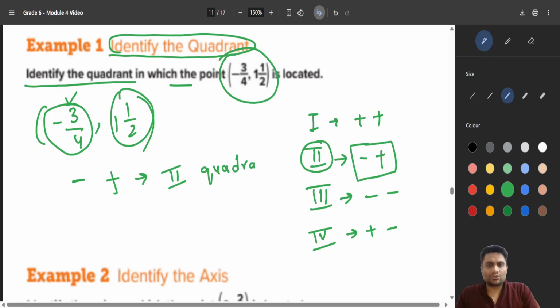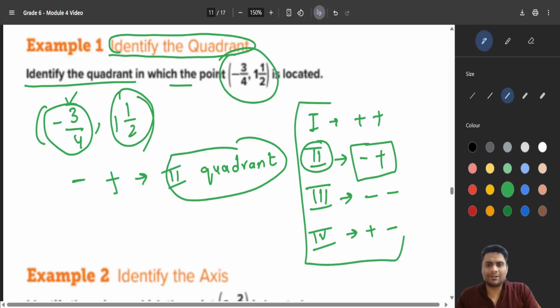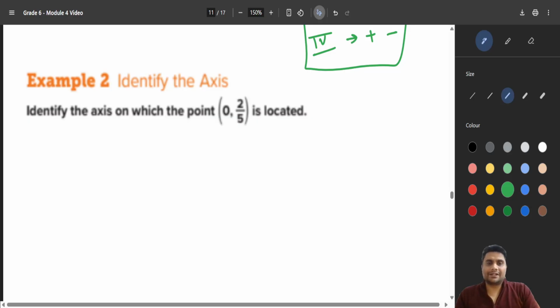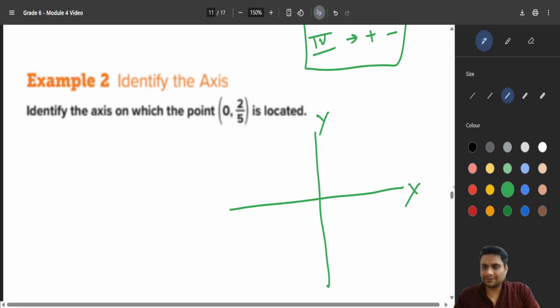Okay. So the question will come directly asking about the quadrant. So if you remember this table, it will become very easy for you to answer this kind of questions. Identifying the axis is also very easy. Just try to understand. See, this is y axis, this is x axis. Let's say this is here 1, here 2, here 3, here 1, here 2, here minus 1, here minus 2, minus 1, minus 2.